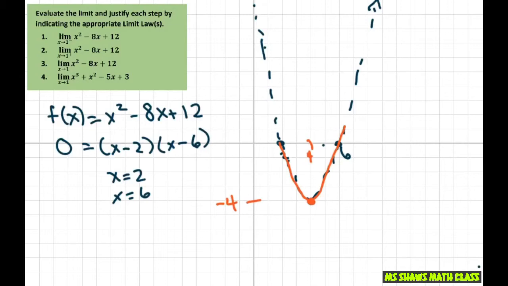Okay, so for the limits, also my y-intercept is 12. It's going to go up in here. We're trying to find the limit as x approaches 1 of this graph here. Now, if you take the left side, here's your 1. You're coming down around here to 1. Right side limit, you go this way.